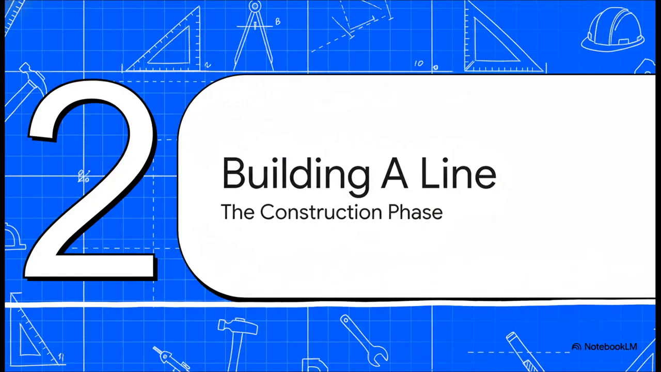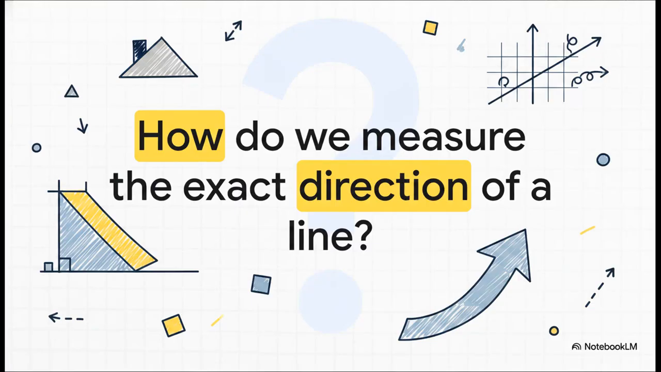Section 2. Building a straight line. Now that our foundation is set and perfectly surveyed, we can safely transition to the construction phase. We're taking that empty grid and starting to build the actual frame of our line. But before we drop a heavy payload of algebra onto our grid, ask yourself this absolutely fundamental question.